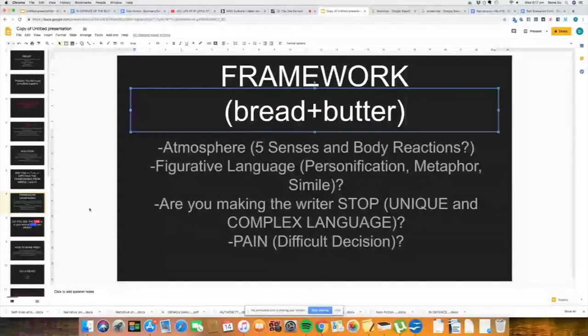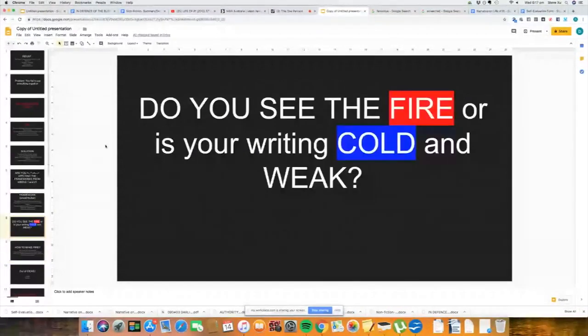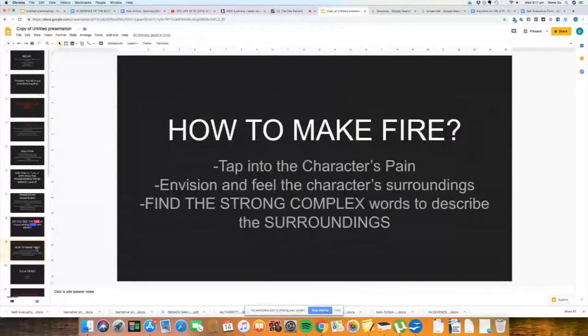Now, after this, what we got to understand is we still need to make fire, because just having framework, we see a lot of writers with really, really good framework where you're doing atmosphere, figurative language, and all of this great stuff. But again, you still need the fire in order to make everything work, because otherwise your writing is still going to be cold and weak. If you just follow the formula to a T and you're not showing your fire, your writing is still going to be cold and weak. So let's talk about how to actually make fire.